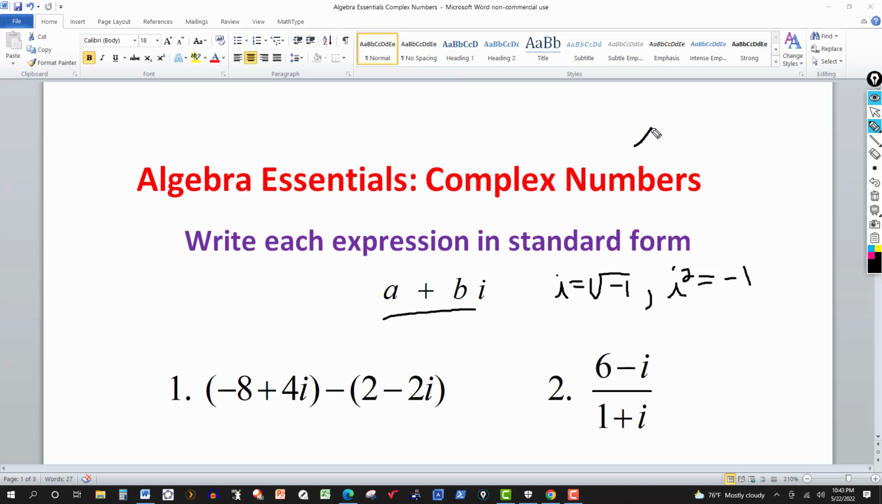So again, notice the behavior of this. If you have i to the fourth, then you can write this as i squared, quantity squared. And because by definition i squared is -1, then that's a real number. So when you square that, -1 times -1 is a positive 1, you get 1. So i to the fourth is 1. i squared is -1.